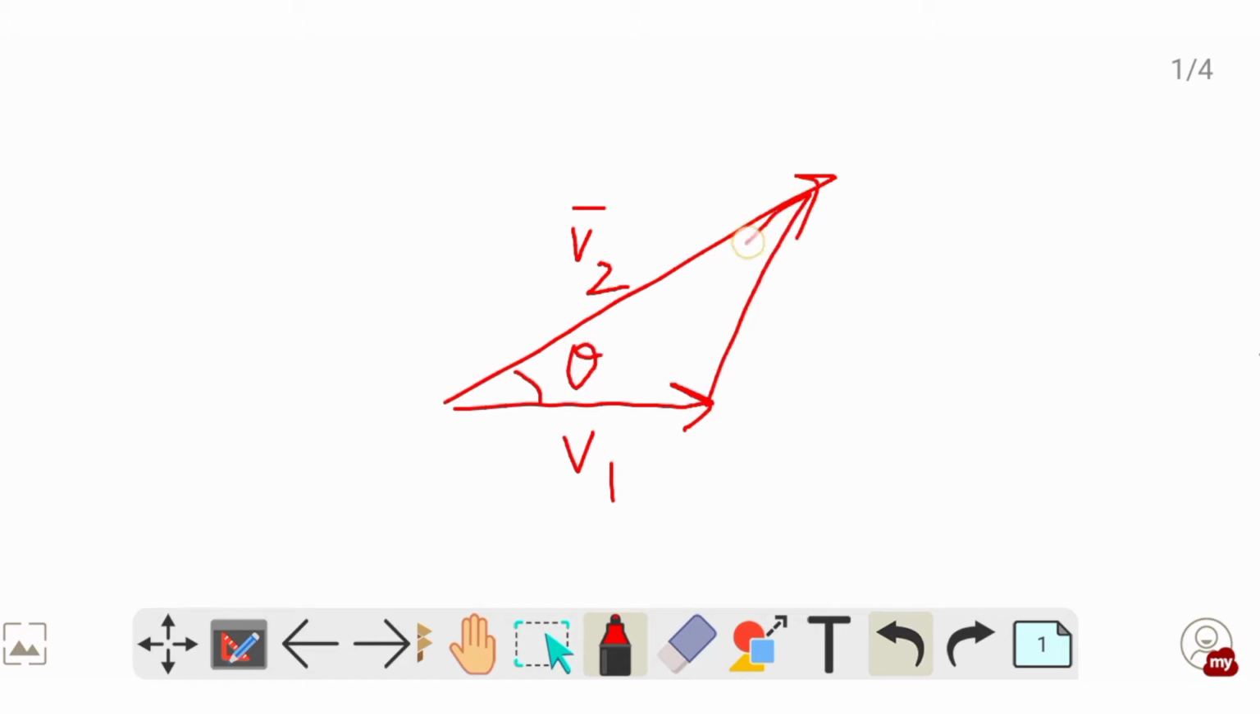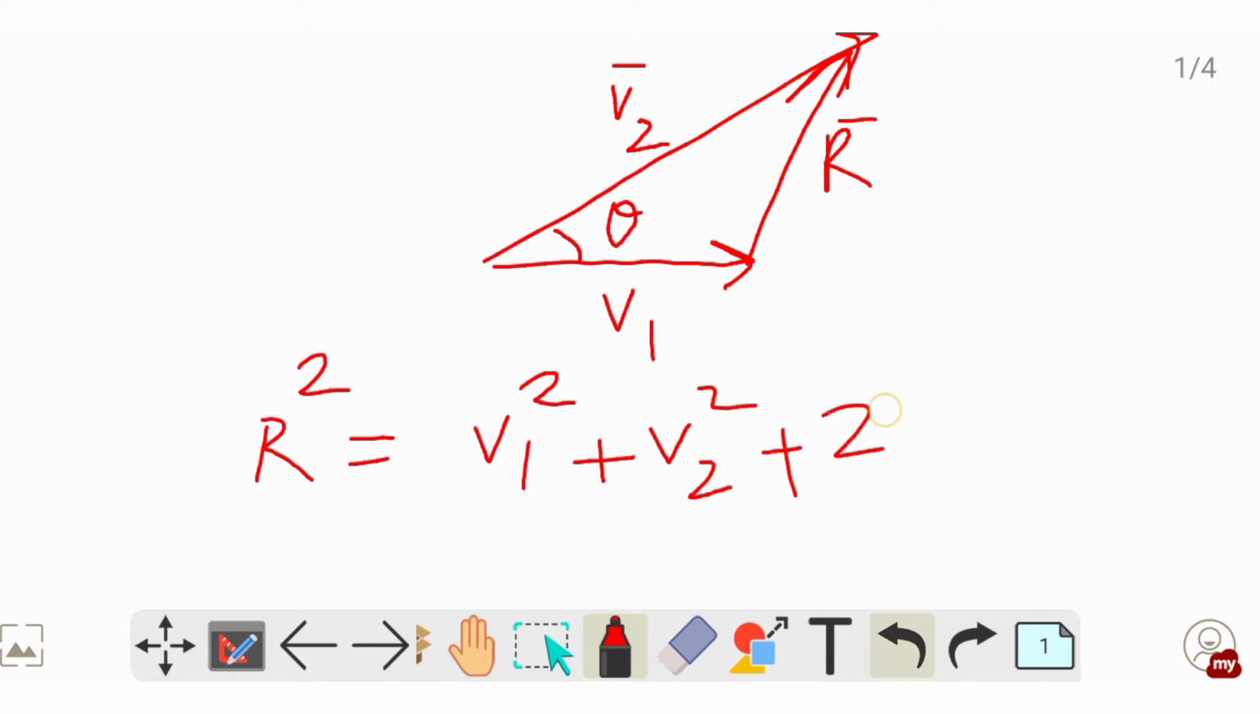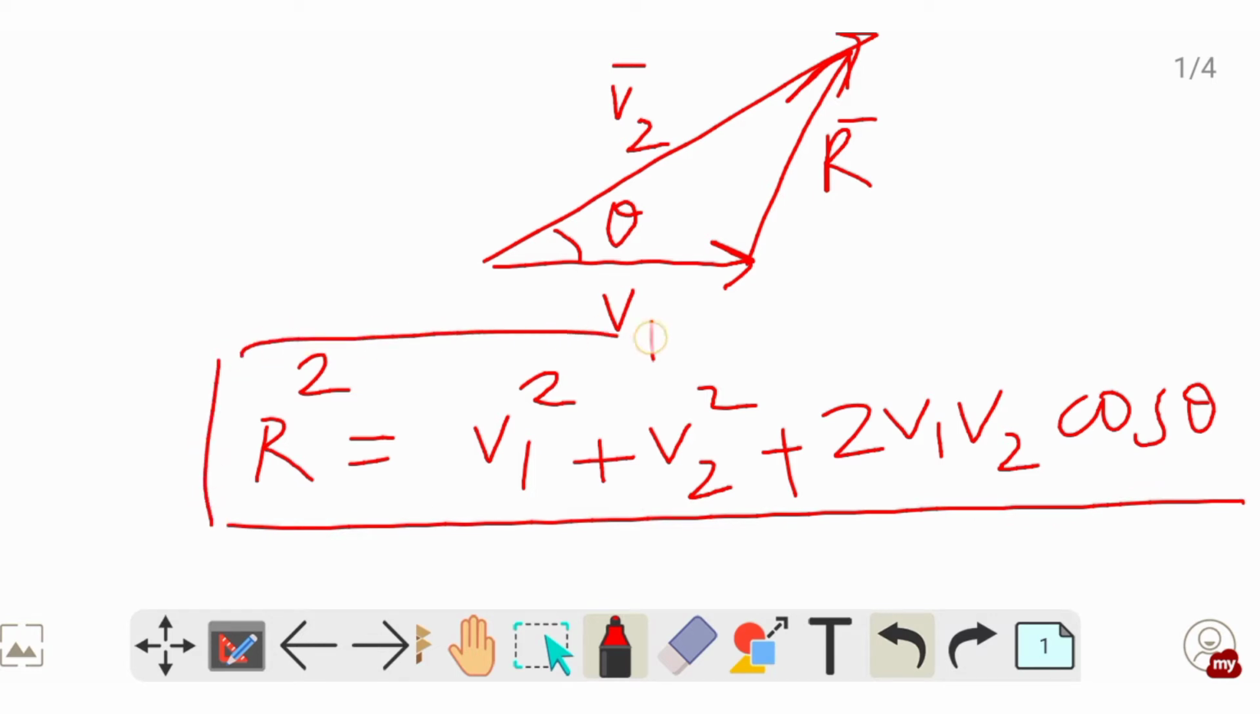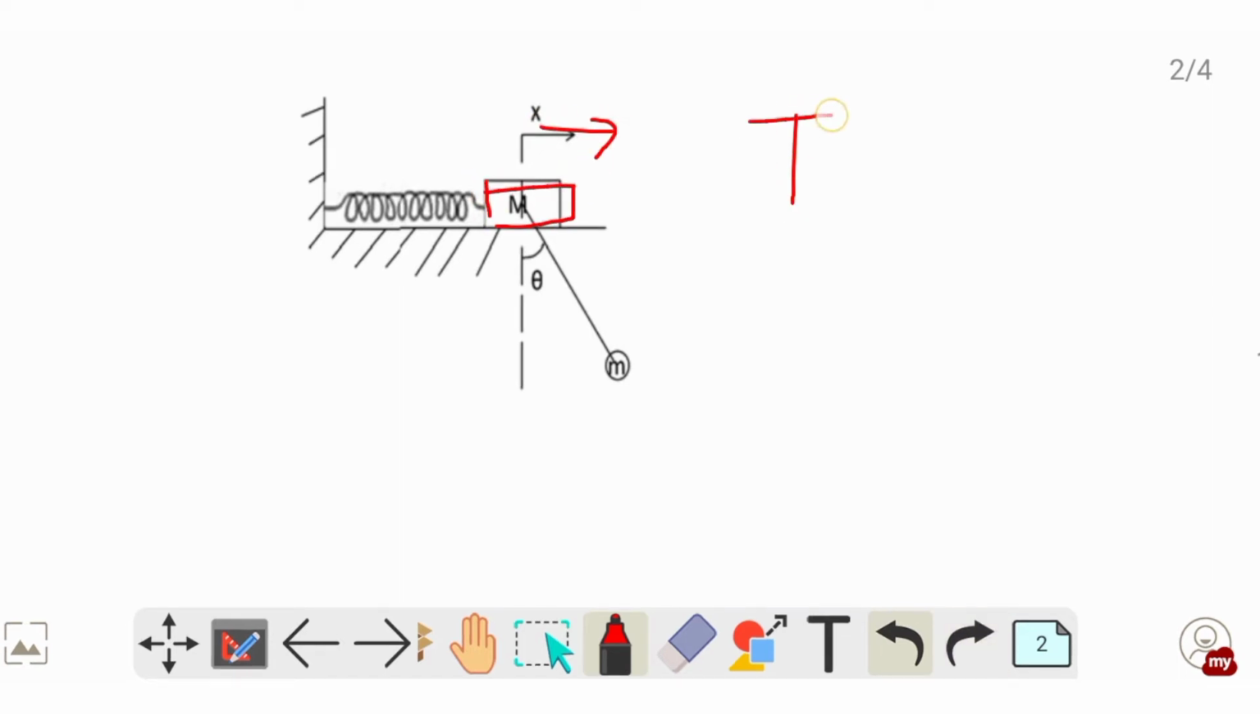So the resultant R square is equal to v1 square plus v2 square plus 2 v1 v2 cos theta. This is the value for the resultant that we will need for finding out the kinetic energy in this case. So we know that the capital mass M has a coordinate x. The kinetic energy for the capital mass M is equal to half M x dot square.